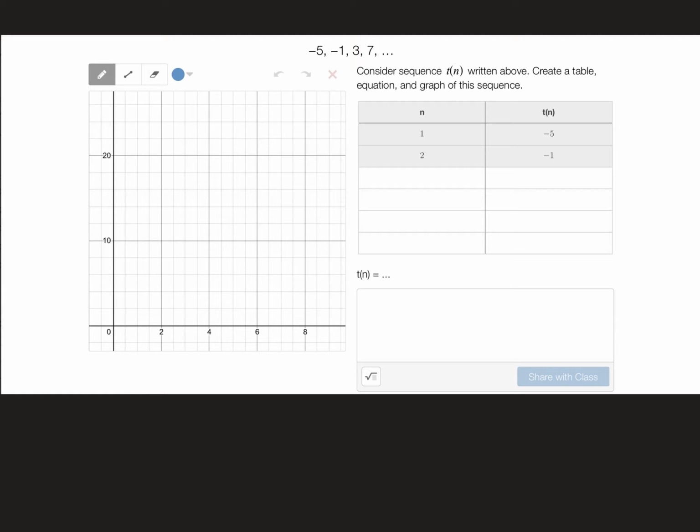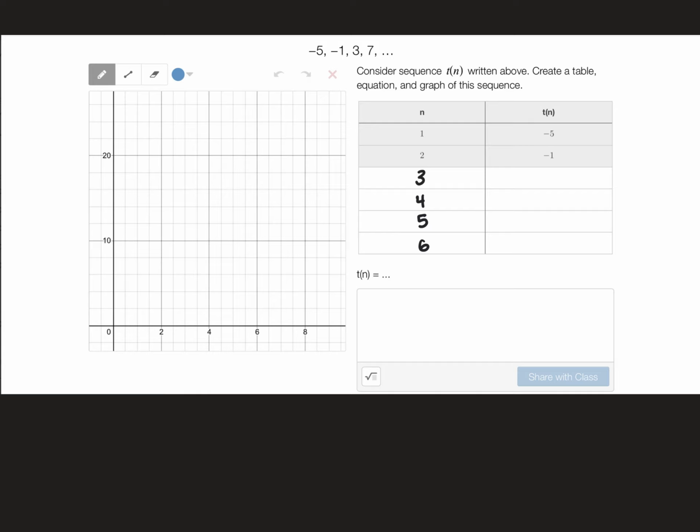All right, consider the sequence written above, create a table, equation, and graph of this sequence. So let's start with a table, okay? I want to just continue to find my terms in my function. I have to understand what's happening here.